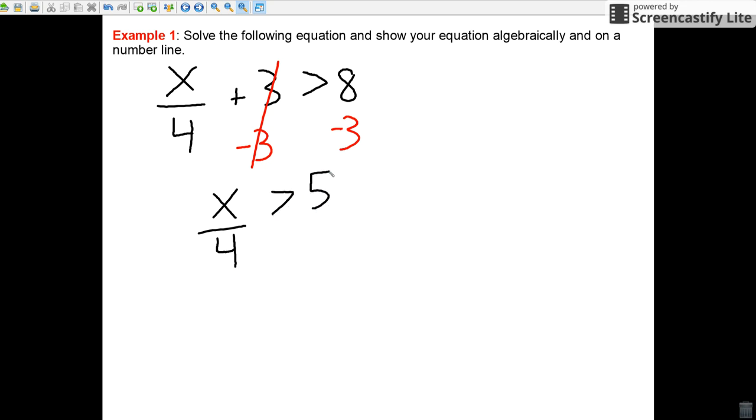At this point, we have to eliminate the 4, leaving the x by itself. Currently, the operation says x divided by 4. The opposite of division is obviously multiplication. So we will multiply both sides by 4. 4 and 4 will cancel out, leaving us with x is greater than 20. And that will be our answer.